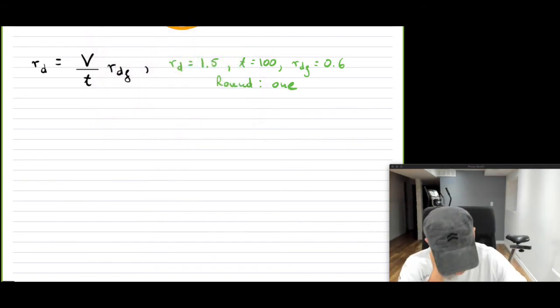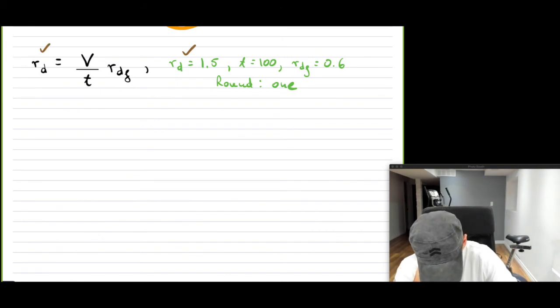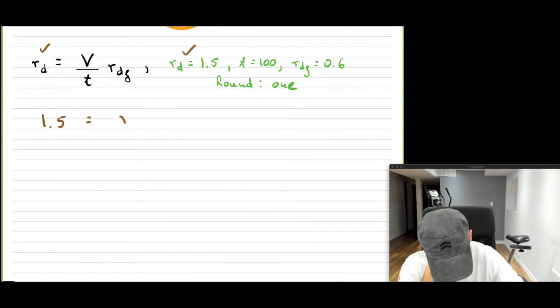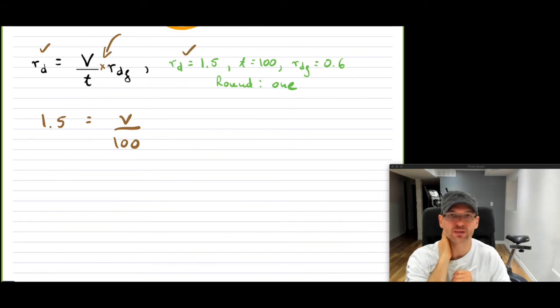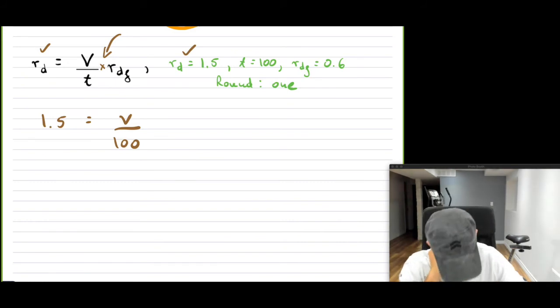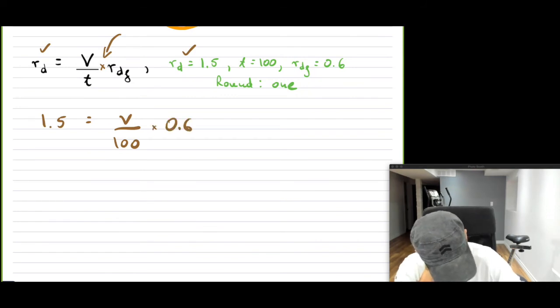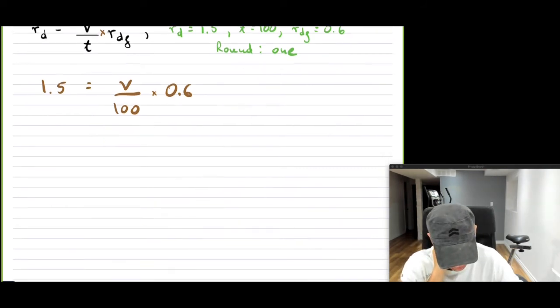So now RD, so this is 1.5 equals 2. We do not have V. Looks like we do have T, which is 100. And then notice the way that it is written right here. There is a multiplication there that we don't typically write. Sometimes you will see it. So here it's a multiplication, and this is 0.6. Okay, so it's multiplying 0.6. That's from right here.